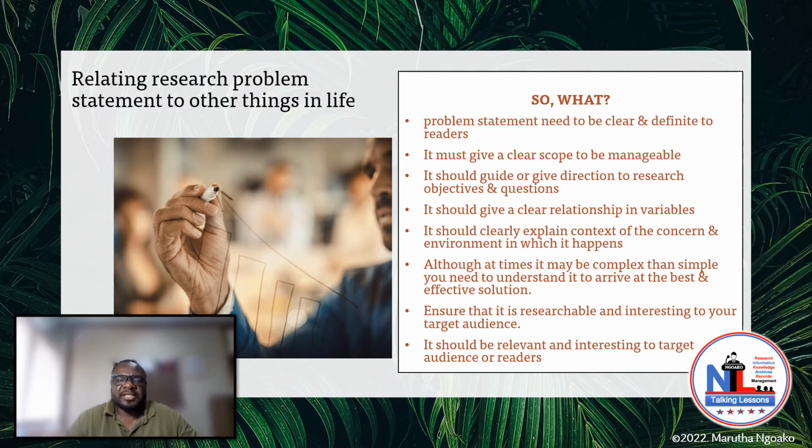So ensure that it is researchable and interesting to your target audience, because at the end of the day, your end product, which is the research report, in the form of an article or thesis or dissertation, will end up in the hands of the readers, who will read it and give some further research, inputs and discussions out of it. It should be relevant and interesting to the target audience or readers.